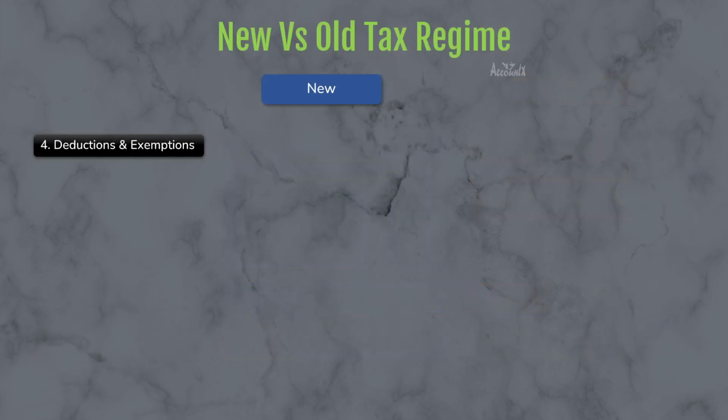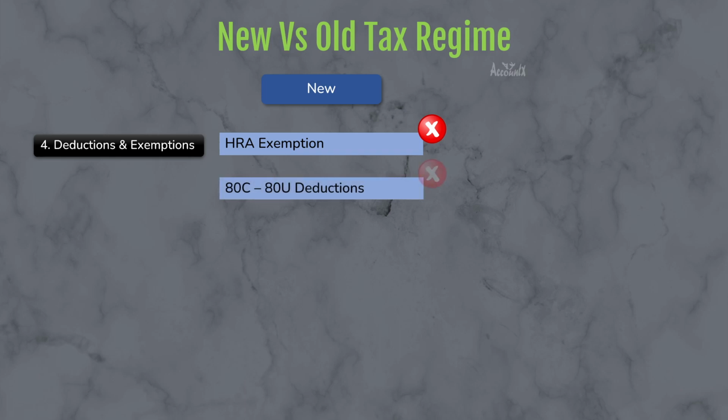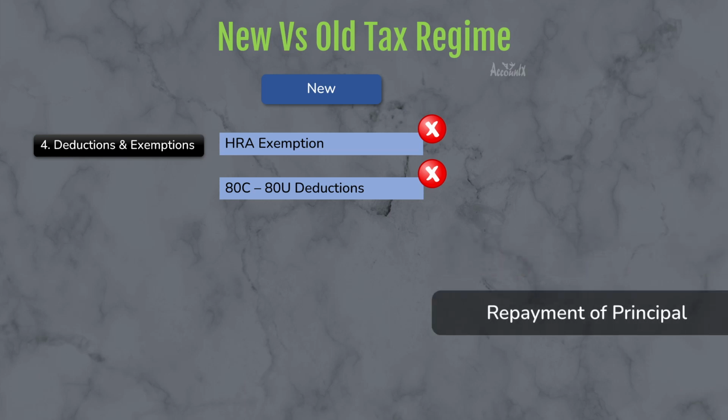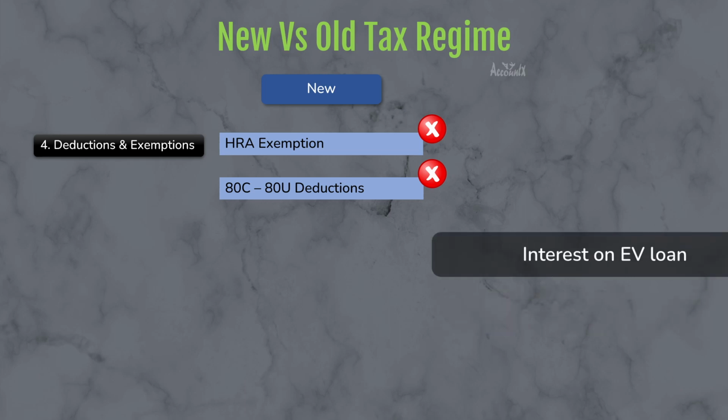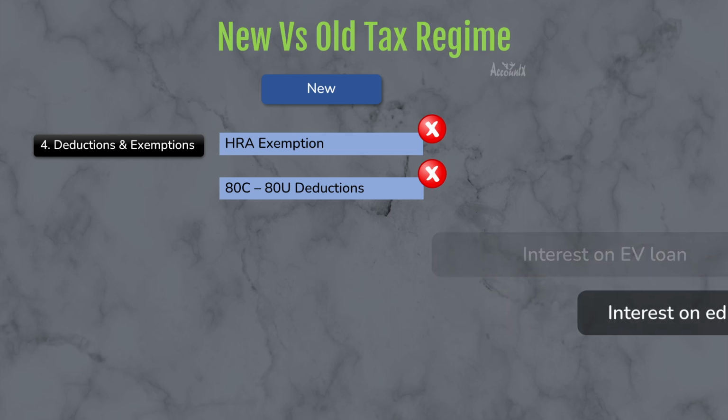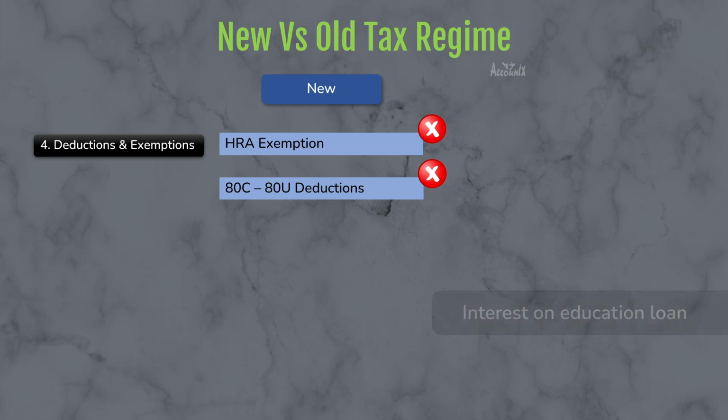4. Deductions and exemptions. If you choose new tax regime, you don't get certain exemptions and deductions. For instance, you cannot avail HRA exemption even if you stay in a rented house. You cannot avail deductions under section 80C to 80U. Basically, these are deductions like your PF contributions, your insurance premiums, NPS contributions, repayment of housing loan, then interest on loan to buy an electric vehicle, then interest on education loan and so on. You don't get these deductions if you choose new tax regime.